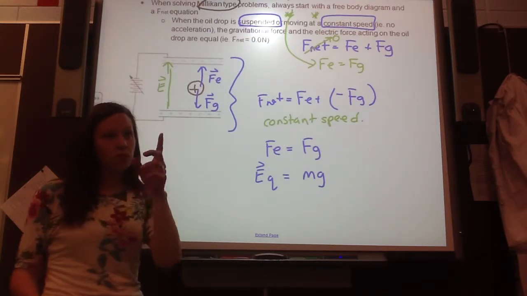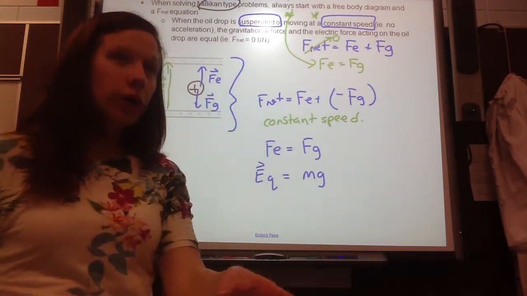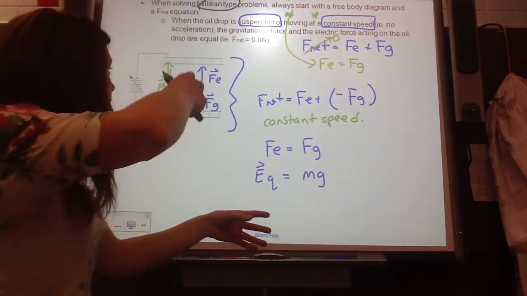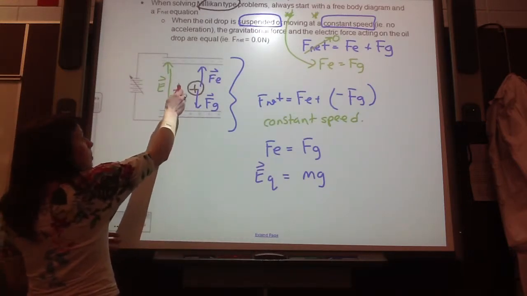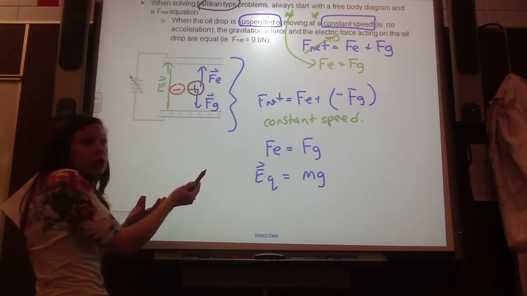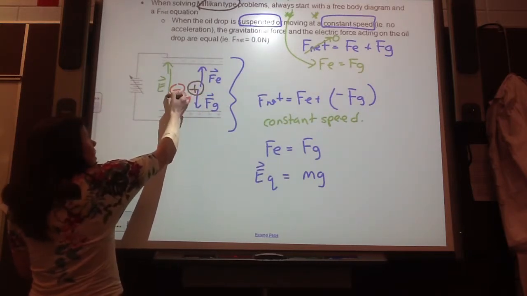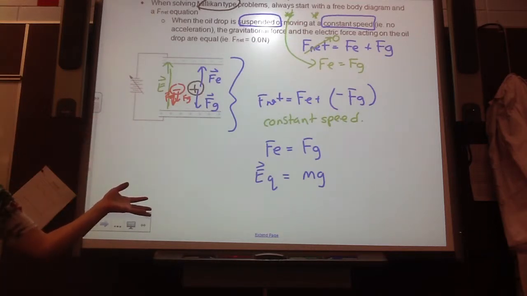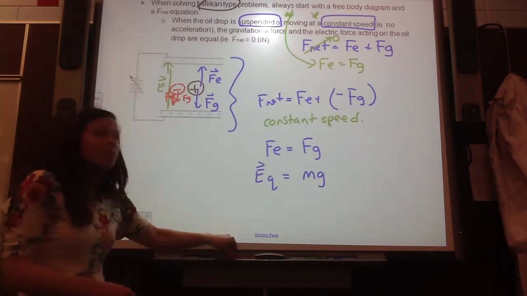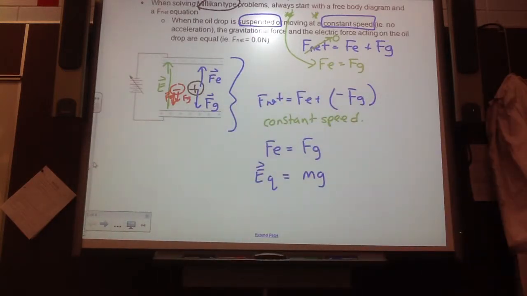So is Fg always negative? Well, yes, Fg will always be going down, but say for example my particle is negative. Fg will be going down, but so will Fe, right? Fg and Fe will both be going down, so they're both negative. So it just depends on the type of question.